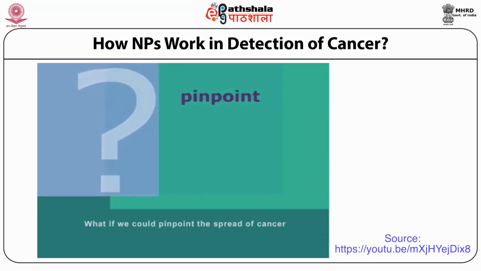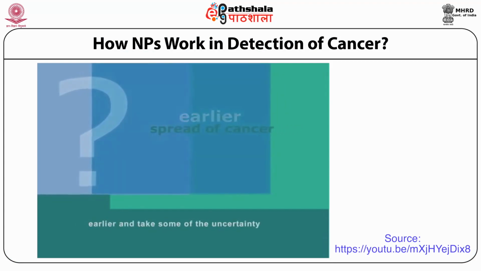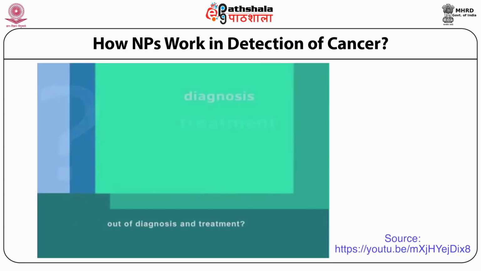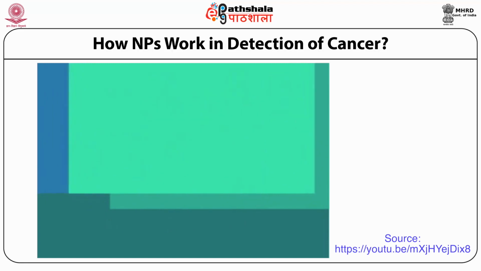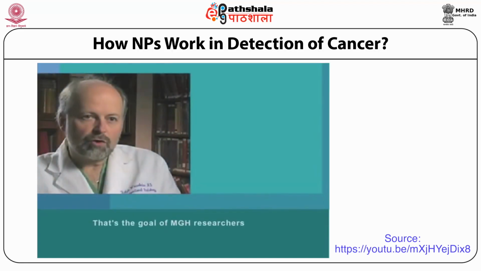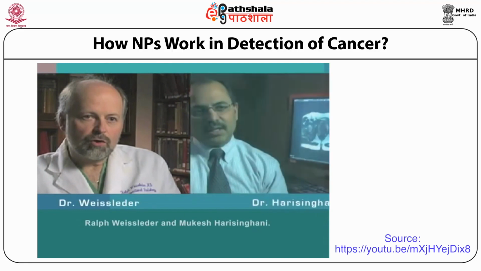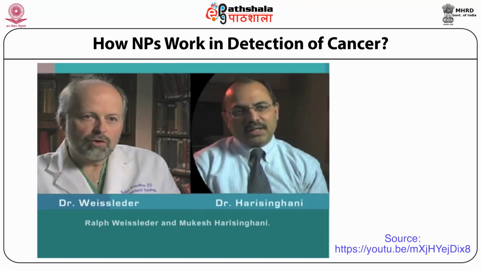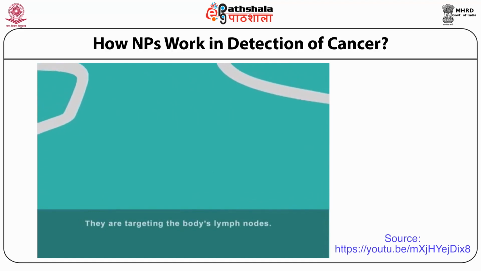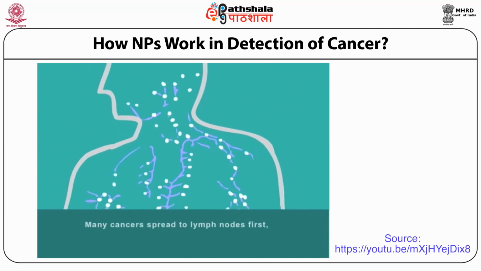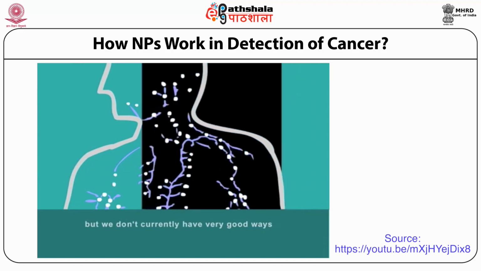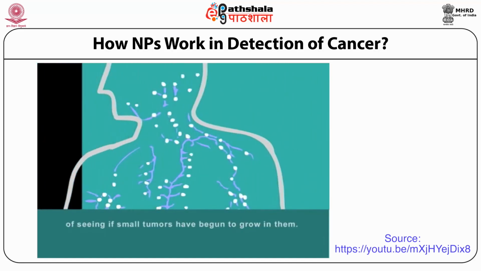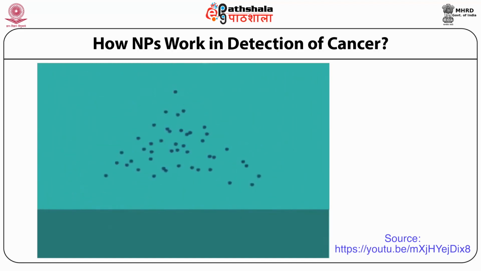What if we could pinpoint the spread of cancer earlier and take some of the uncertainty out of diagnosis and treatment? That's the goal of Massachusetts General Hospital researchers Ralph Weissleder and Mukesh Harisinghani. They are targeting the body's lymph nodes. Many cancers spread to lymph nodes first, but we don't currently have very good ways of seeing if small tumors have begun to grow in them.